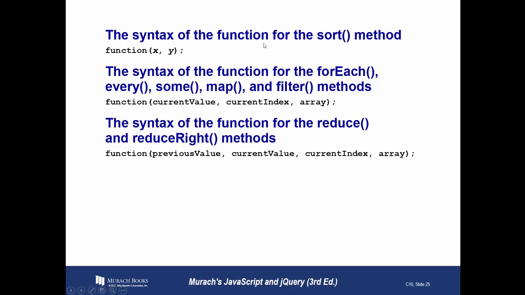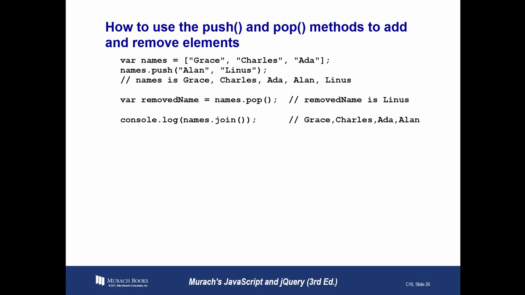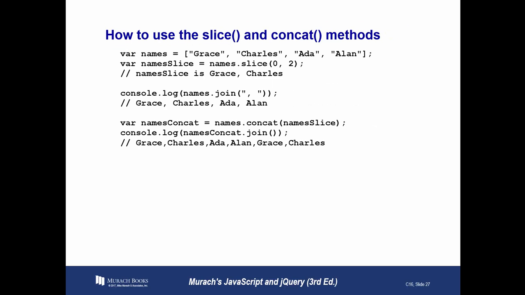Now next they show you a bunch of different examples. All right? And as you'll see in here, here are some examples. For example, push and pop. Push is used to add elements to the end of the array. Pop is used to remove elements from the end of the array. We've got slice and concat. Slice and concat create new arrays. In this example, the slice method is used to create a new array that consists of 2 elements taken from an array named names. Then the concat method is used to combine the 2 arrays into another new array.